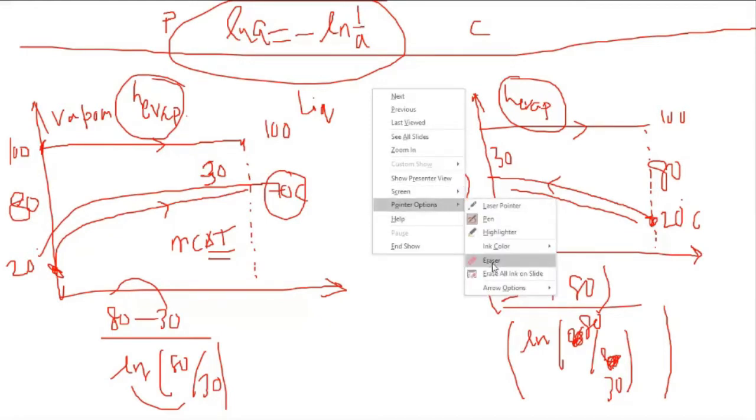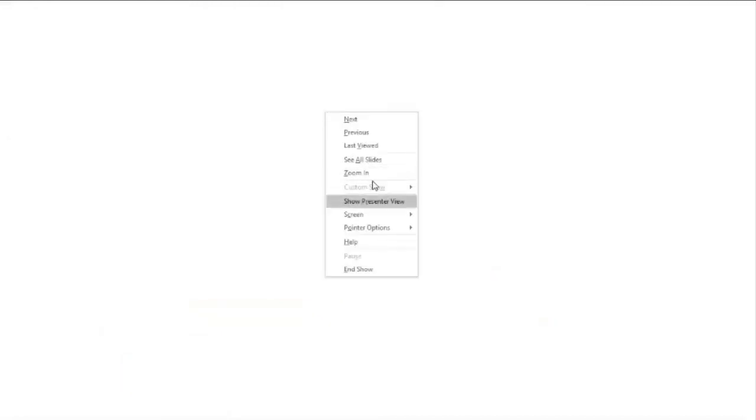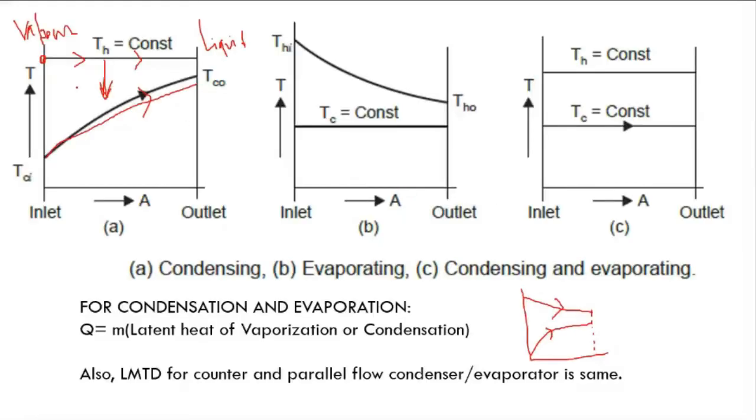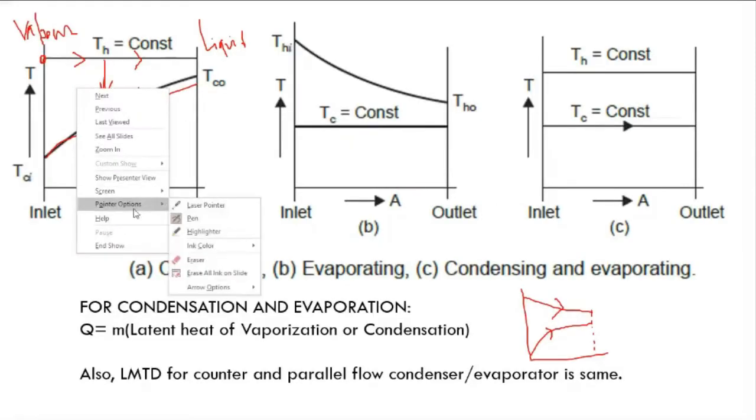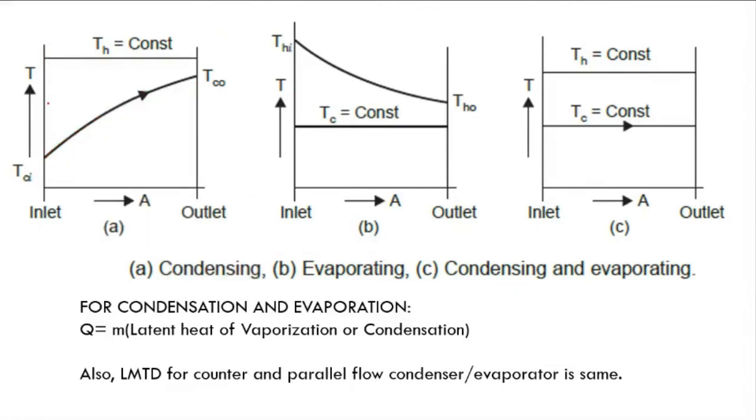Yes, sir. Okay. So if we are talking about a condenser, whether you are using parallel flow condenser or a counter flow condenser, the conditions remain the same. The LMTD value remains the same and the area requirements will be same. Is that part clear to all?